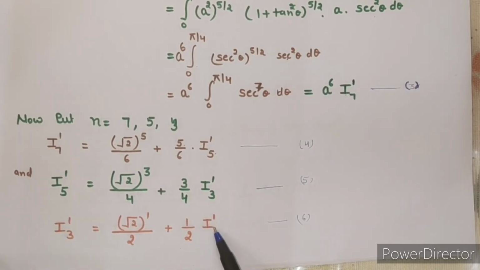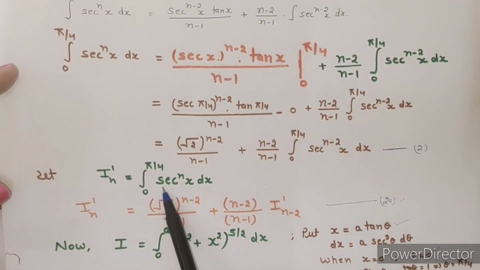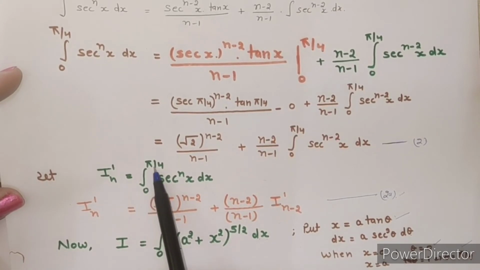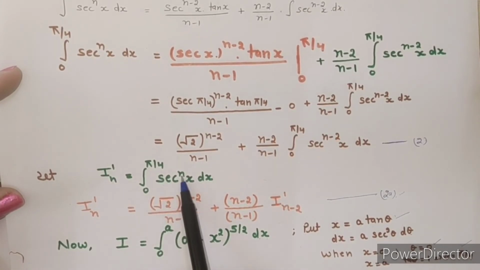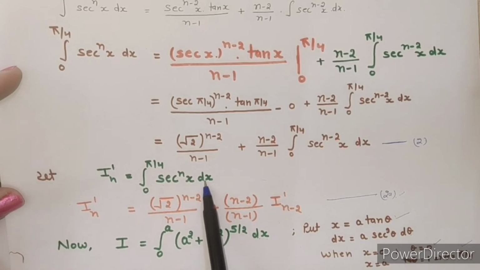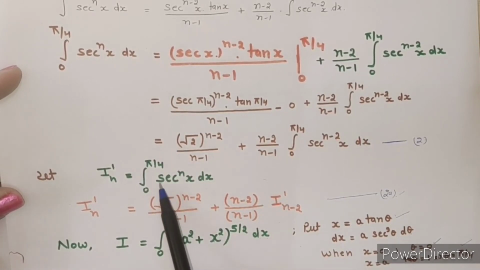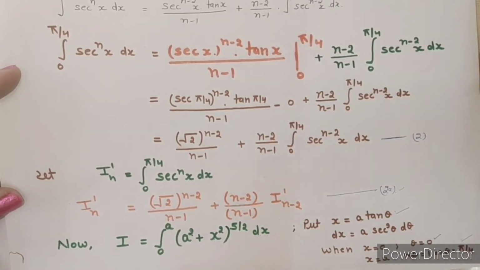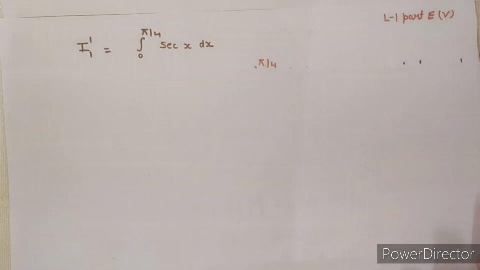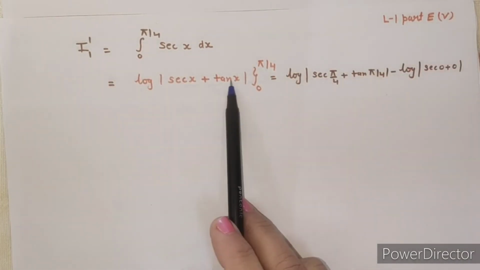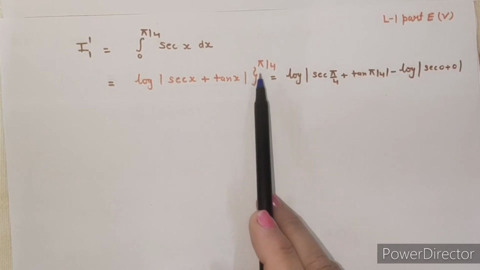So I will put n equal to 1 in this expression. So I1 dash is equal to the integral from 0 to pi by 4 of secant 1 x dx. Now I need this integral. What is the integration of secant x? It is log of mod of secant x plus tangent x. Now put the limits 0 to pi by 4.